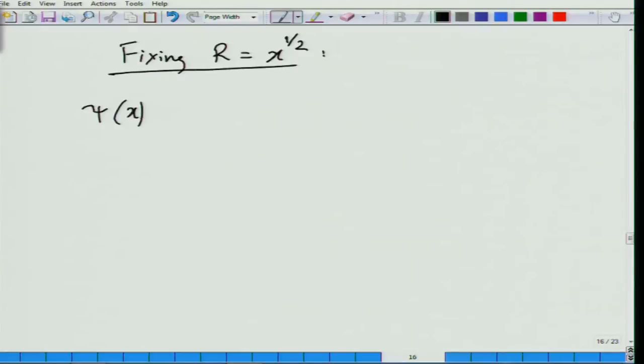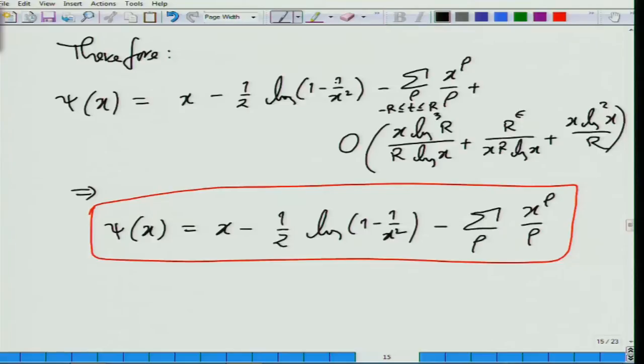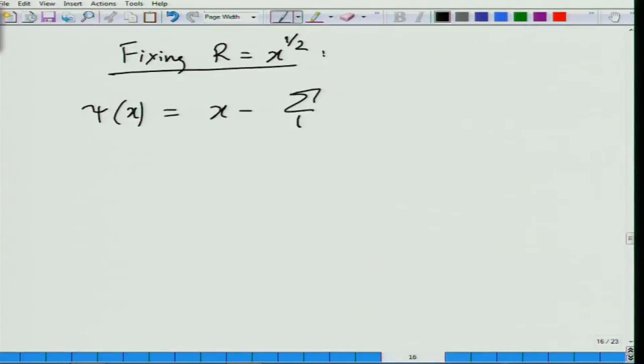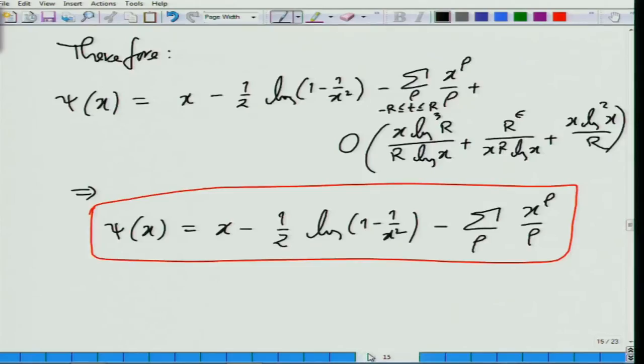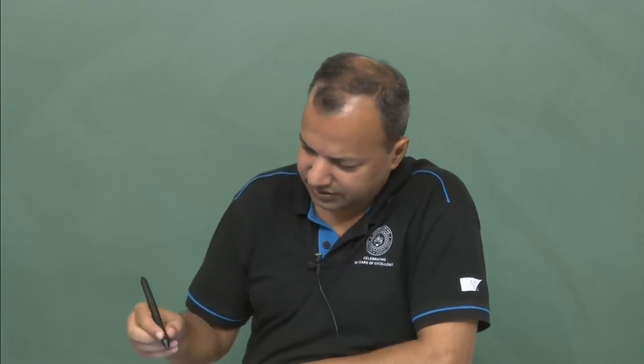We get psi x equals x minus, and we are now going to throw away the second term, because that is pointless. And what happens to this term? This becomes square root x log square x. This can be safely ignored, and this becomes square root x log square x. So both of these terms match. That also shows that this is the best you can achieve in terms of choice of r when you choose it around square root x.